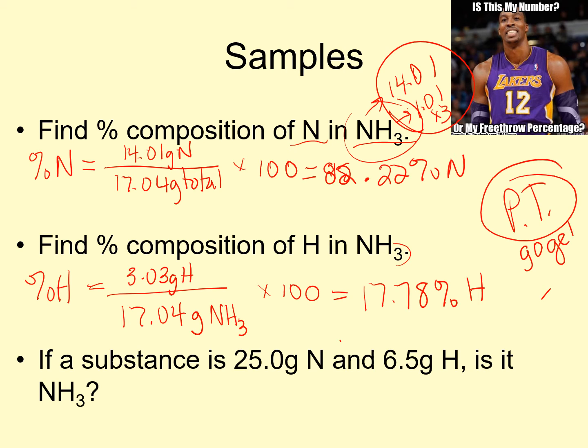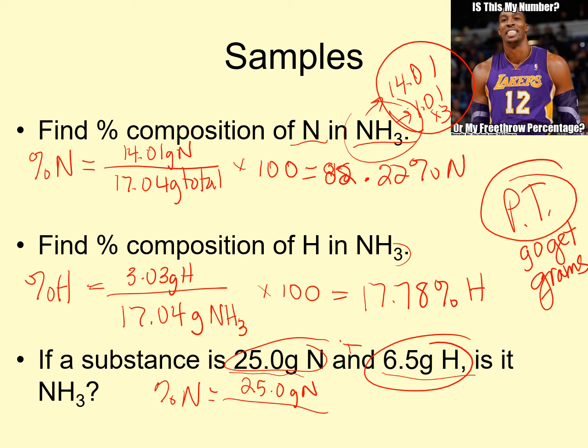Now, this time we have 25.0 grams of nitrogen and 6.5 grams of hydrogen. So we have some numbers. We want to know, is this compound NH3? Well, let's do percent of N. There's 25.0 grams of N in the compound, but then this plus this is the total, 31.5 grams of nitrogen and hydrogen. So that's the total, times 100.